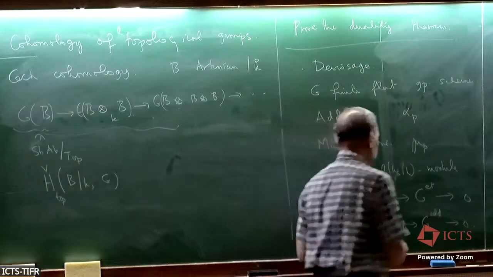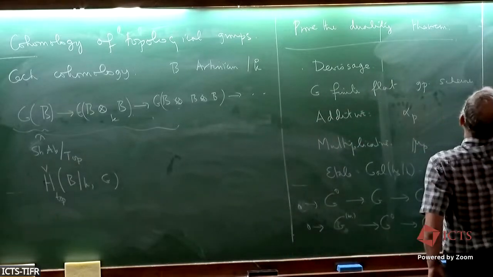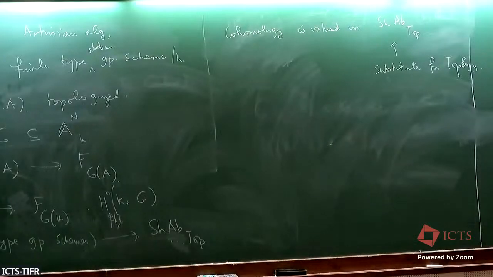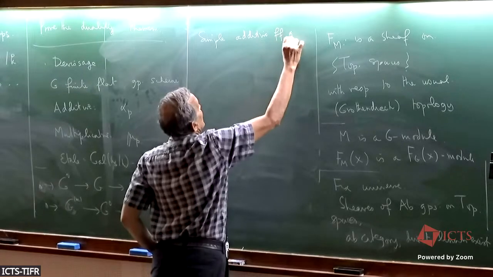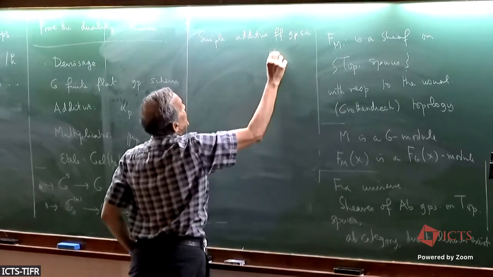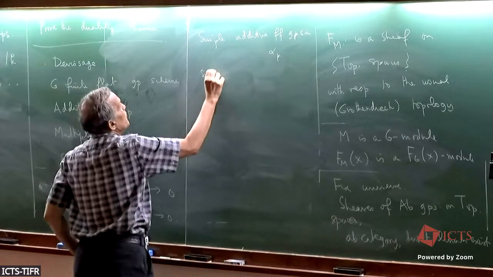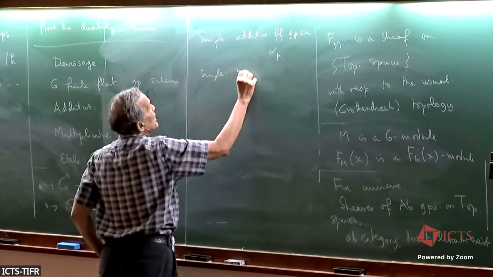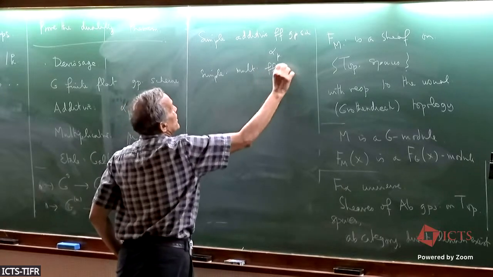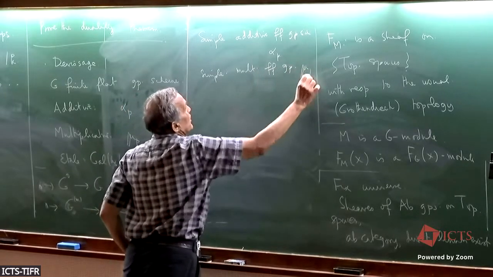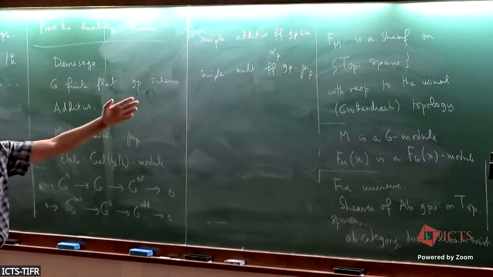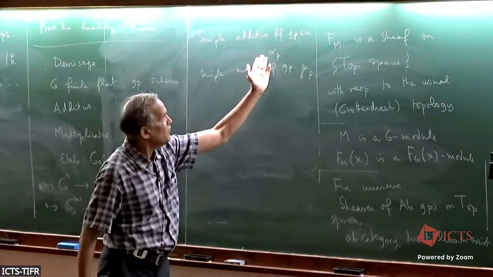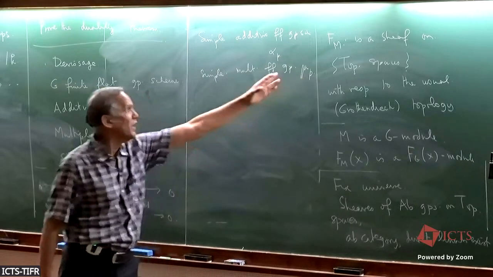So what happens is the only simple additive finite flat group scheme is alpha p. Similarly, the only simple multiplicative finite flat group scheme is mu p. Okay, so all of them will have filtrations. If I'm working with additive groups, then you will have a filtration so that all the subquotients are alpha p's, and you can have it for mu p also.